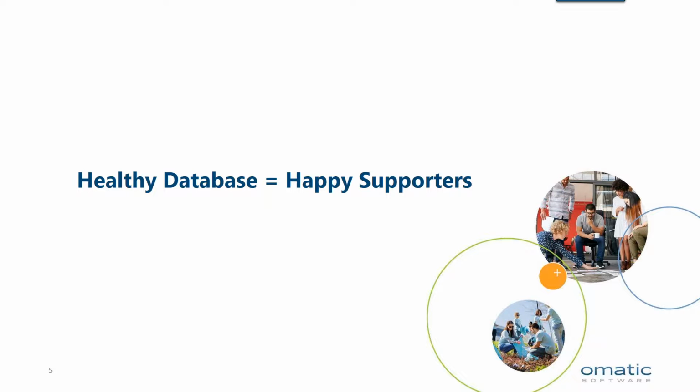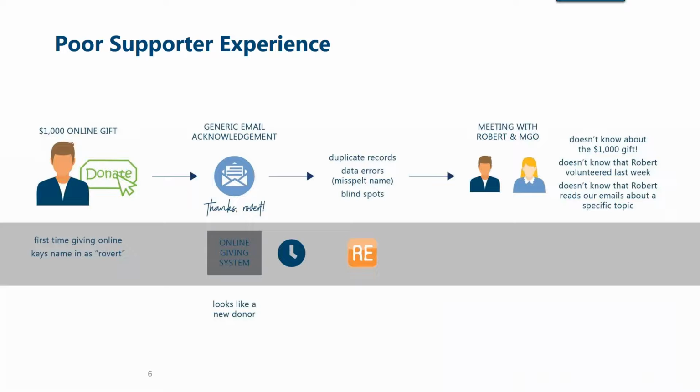So let's take an example here. Let's take Robert Hernandez. He's a major donor for us, and he's going to go online and make a donation. What we've seen happen is someone mistyping their information, not noticing the error, and continuing with the process. So here he's typed in Rovert. And what that's going to do is produce a generic email to him acknowledging his donation, saying, "Hey Rovert, thanks for your donation." Because to the system, this looks like a new donor.